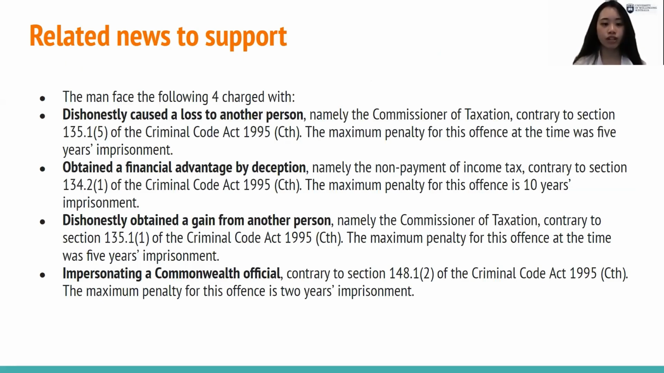The man faced the following four charges: dishonestly causing a loss to another person, or obtaining a financial advantage by deception, dishonesty, or attempt to gain from another person. The last one is personal negligence by Commonwealth officials.